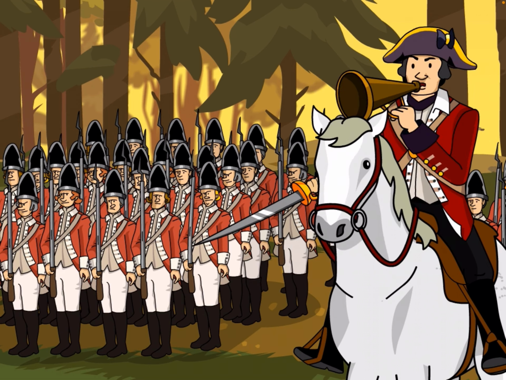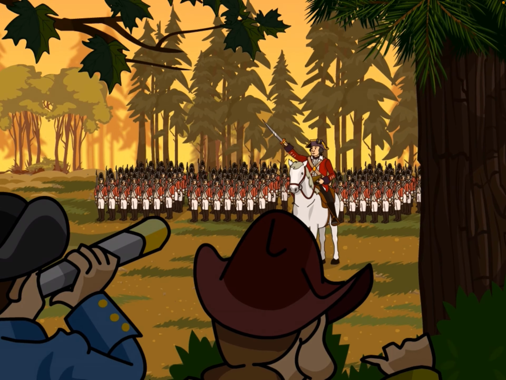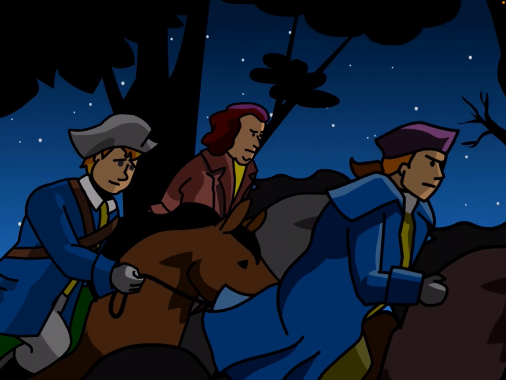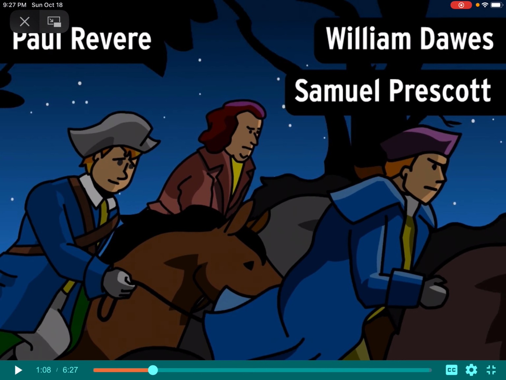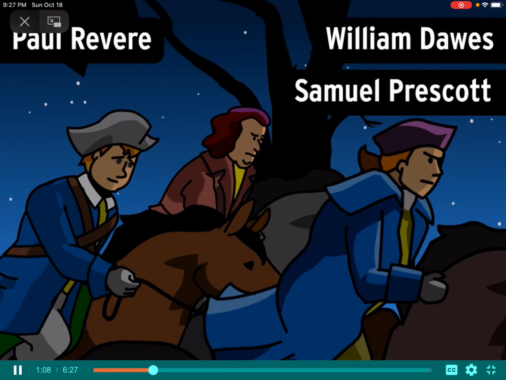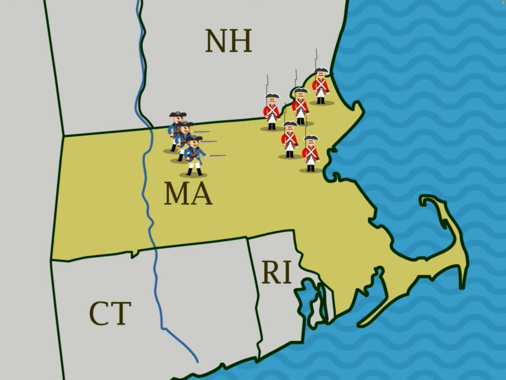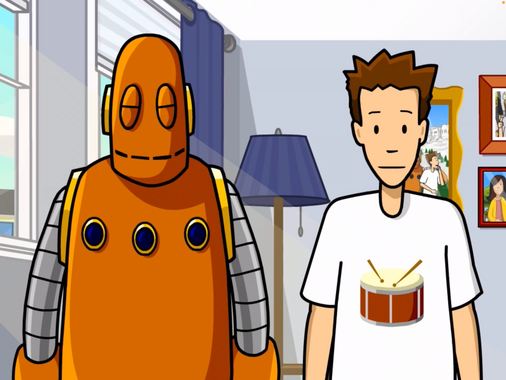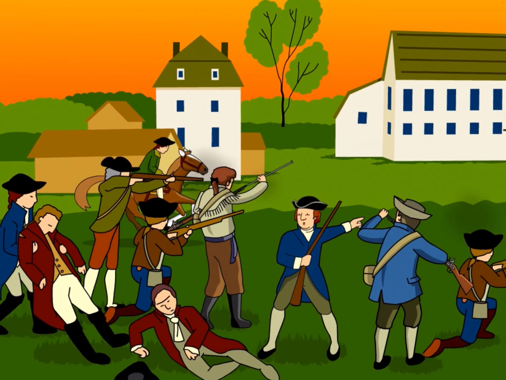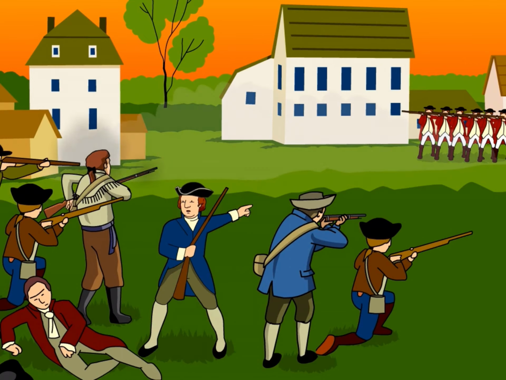The fighting began when British soldiers came to destroy a stockpile of weapons in Massachusetts. But the colonists knew they were coming. On their famous midnight ride, Paul Revere, William Dawes, and Samuel Prescott warned leaders the British were on the march. Well, on April 19, 1775, a colonial militia met the British at Lexington, Massachusetts. The colonists numbered only 75 men against 700 redcoats. The first shots of the war were fired. When it was over, a handful of colonists were dead, along with one British soldier.